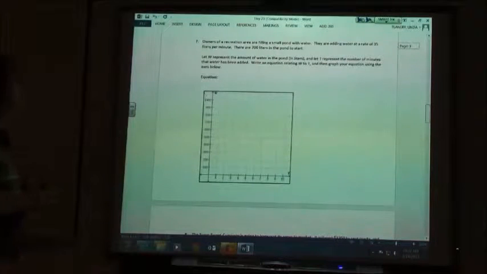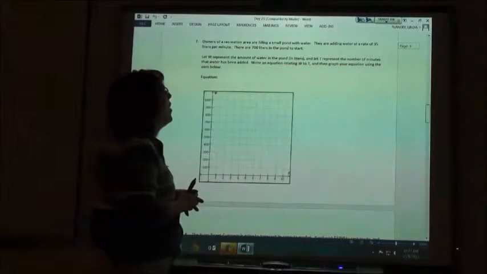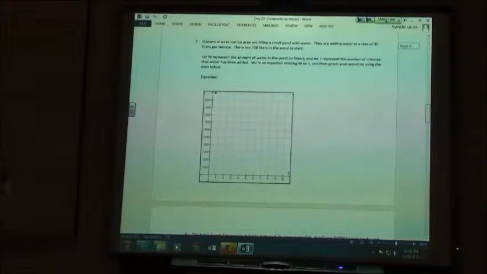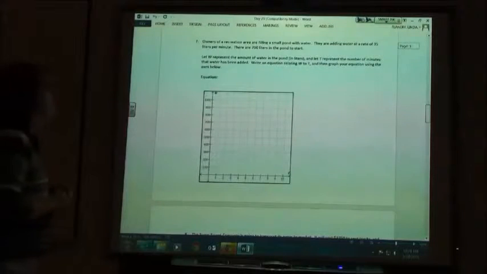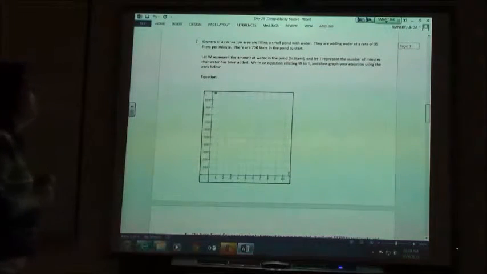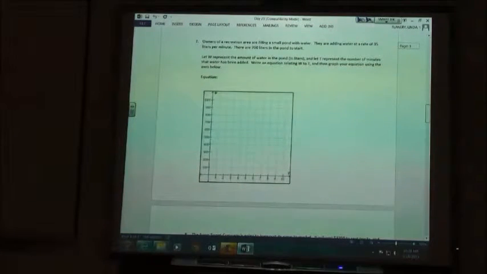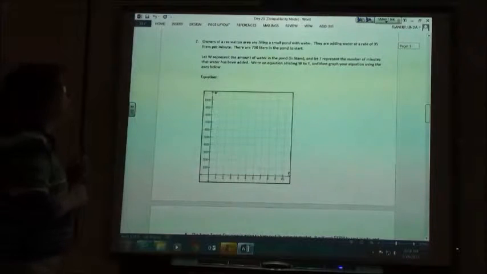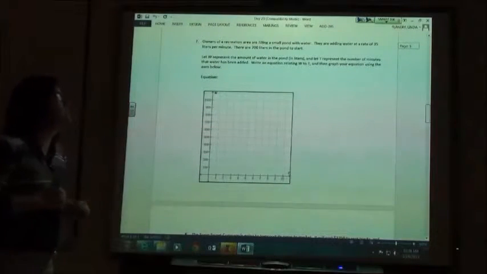Owners of a recreation area are filling a small pond with water. They are adding water at a rate of 35 liters per minute. There are 700 liters in the pond to start. Let W represent the water in the pond in liters and T represent the number of minutes that the water has been added. Write an equation relating W to T, then graph your equation using the axis below.